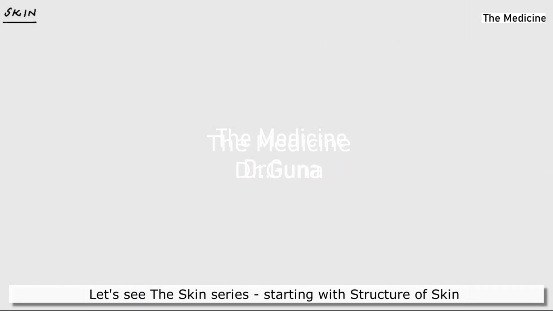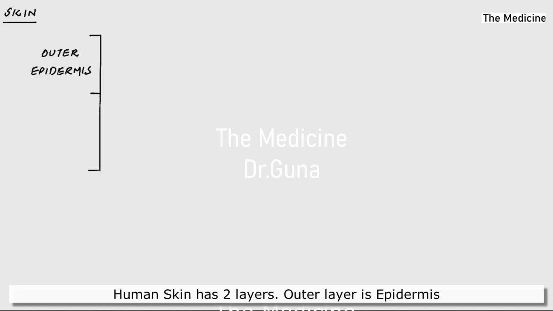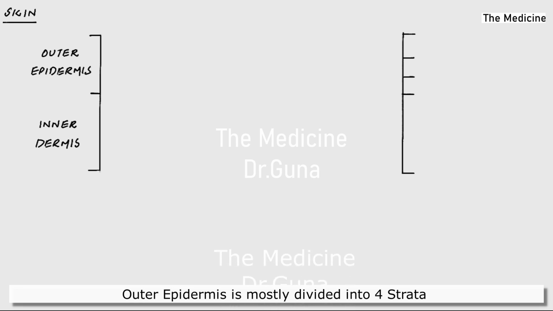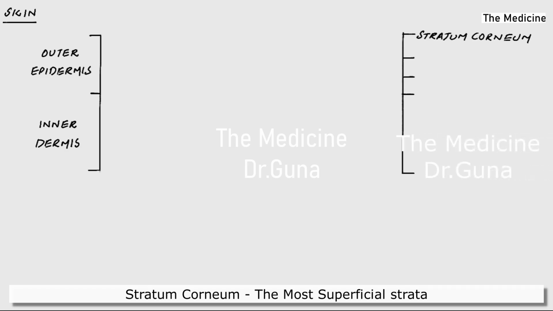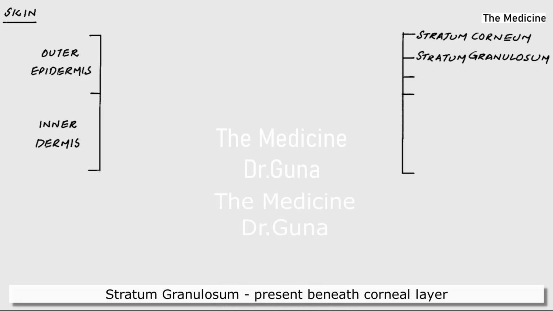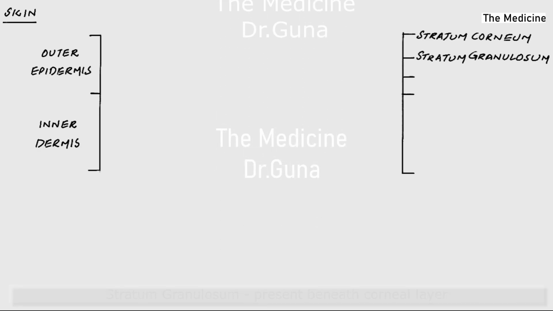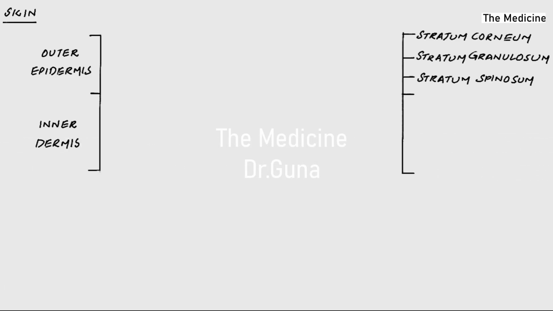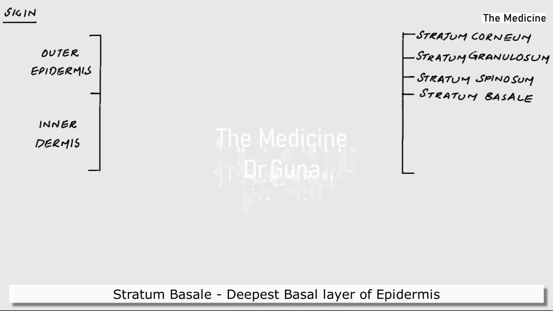Let's see the skin series starting with structure of skin. Human skin basically has two layers. The outer layer is called epidermis and the inner layer is called dermis. The outer epidermal layer is mostly divided into four stratum. The stratum corneum is the most superficial stratum, followed by stratum granulosum present beneath the corneal layer, and stratum spinosum beneath the granular layer, also called prickle cell layer, and stratum basale, called the deepest basal layer of epidermis.